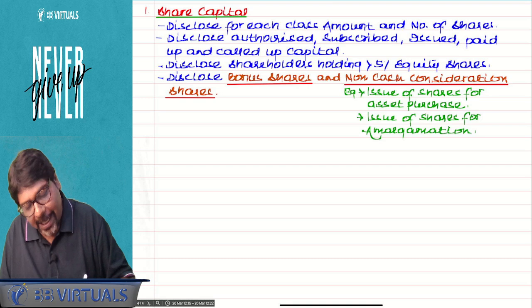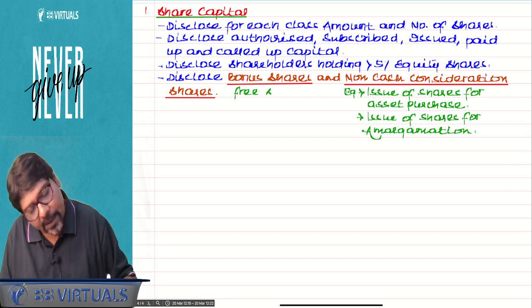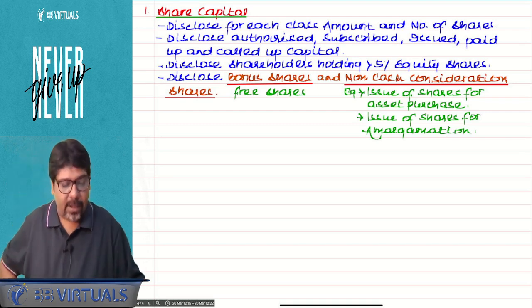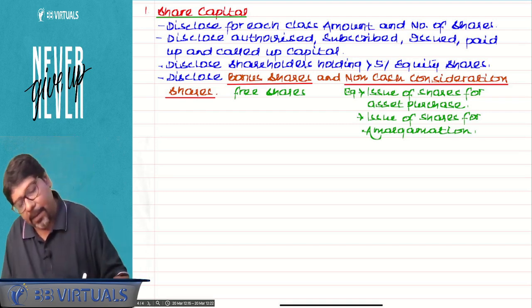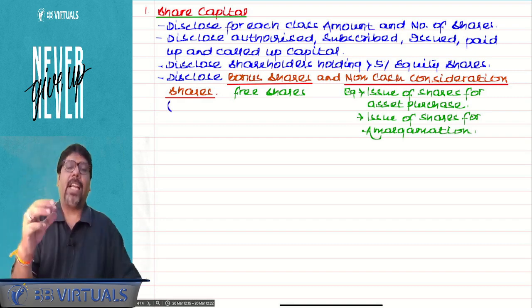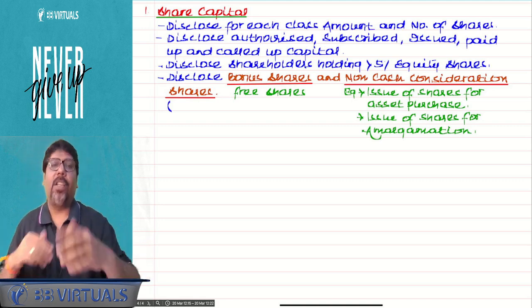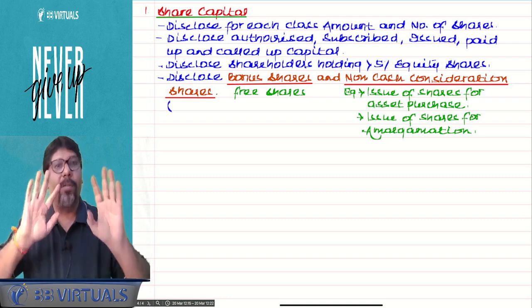Example. These are what? Free shares. Disclose bonus shares and non-cash consideration shares. So if in your share capital there are bonus shares and there are shares which are issued for non-cash consideration, that you have to disclose.